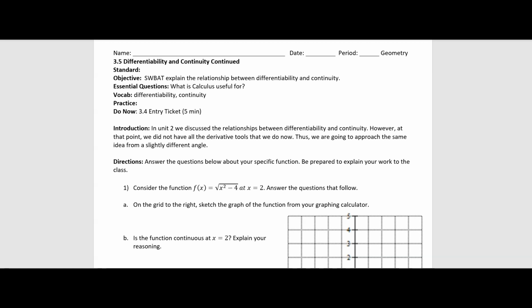Today we're going to focus on the relationship between differentiability and continuity. So in Unit 1, we talked about what it meant for a function to be continuous at a specific point. And today we're going to talk about what it means for a function to be differentiable at a specific point.